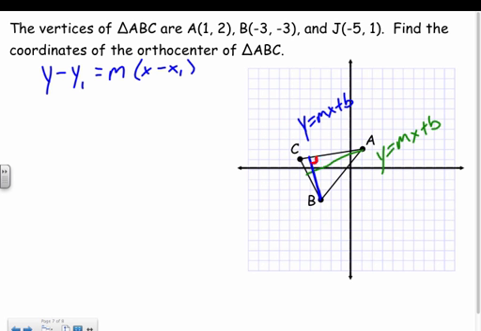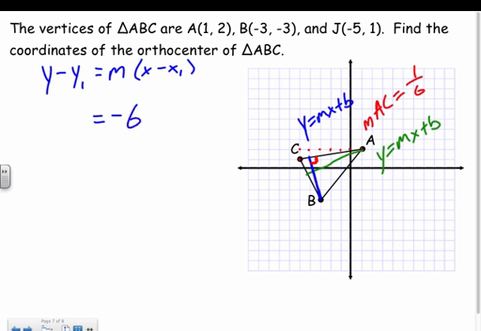I know it's perpendicular to that line, and I could find the slope of AC. Just by counting, it goes up 1, right? 1, 2, 3, 4, 5, 6. Up 1, right 6. So I know AC has a slope of 1/6. Well, the blue line has a slope that's the opposite reciprocal, right? So I know it's -6/1, or just -6, because it's perpendicular. So I'm going to use -6.